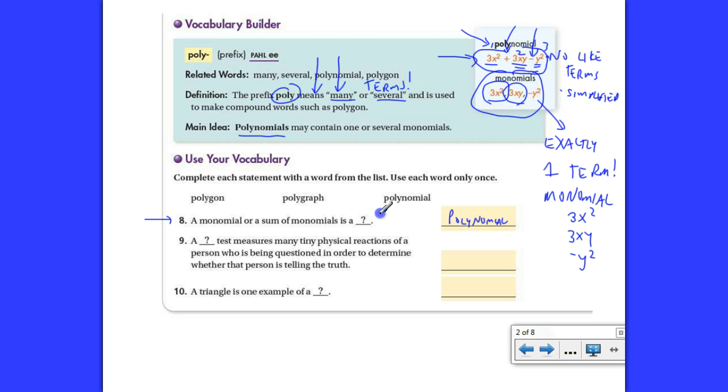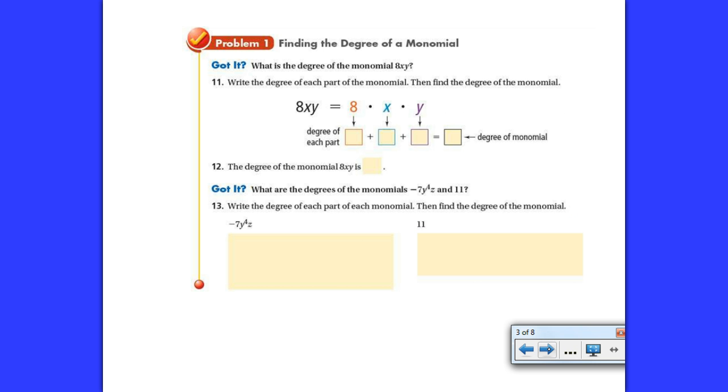An example might be 3x plus 2y. You can't add them together because they're different, so it's a polynomial. Now when there are two terms, we can also call that a binomial. So let's skip these last two right here. They're just looking at other words with the poly prefix. And I'd like to move on to this part that's pretty important on the next page.